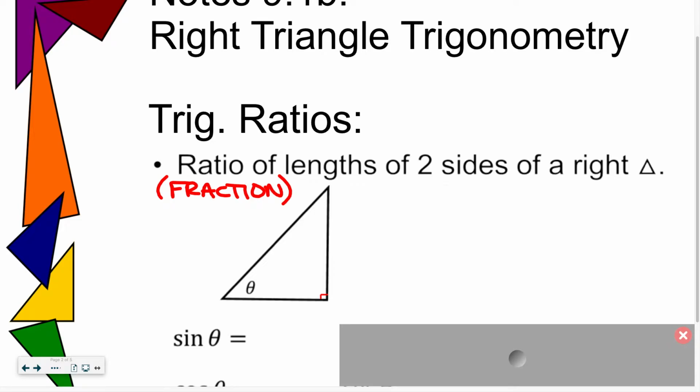So when we're talking about find sine, cosine, and tangent, if we don't know the angle measure and we're not using our calculator, we mean just write the fraction. And that goes back to that whole SOHCAHTOA piece.